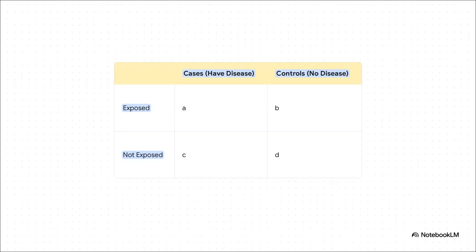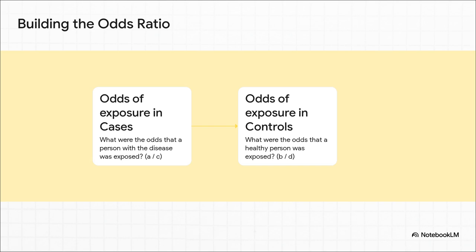Okay, with that in mind, let's see how this works. This right here is the classic 2x2 table that you use to organize all the data from a case control study. Pretty simple, right? A is the number of cases who were exposed, B is the controls who were exposed, C is cases who were not exposed, and D is controls who were not exposed.